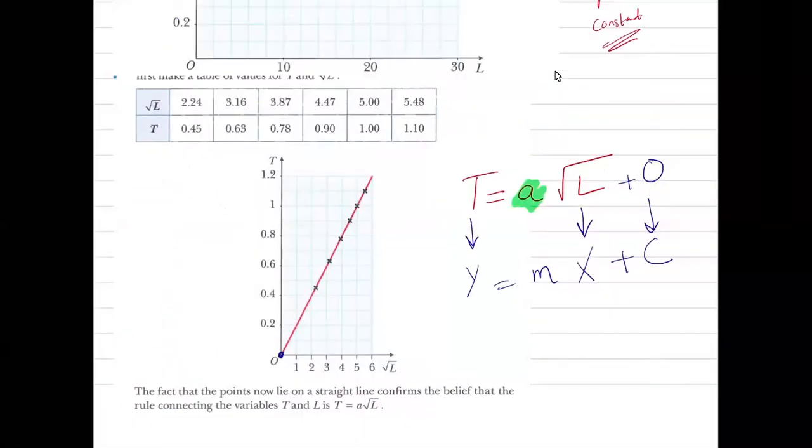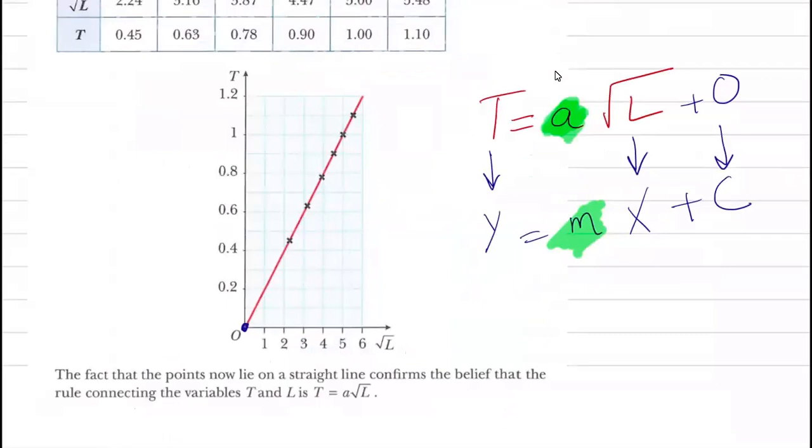Okay. So A over here is going to represent the gradient. So if I have drawn T versus square root of L, if I want to find the value of A, would you agree that I need to find the gradient first? So the gradient using this graph can be found easily. All I need to do is pick up 2 points.